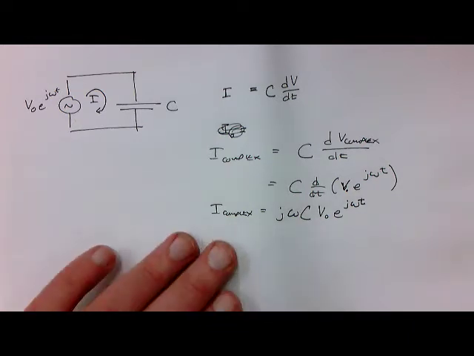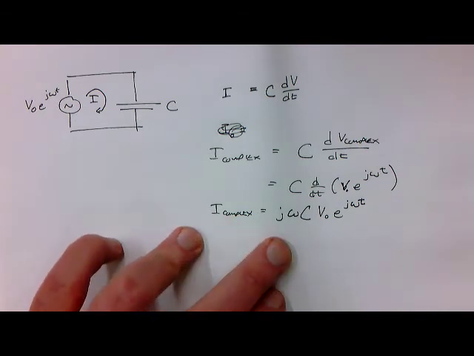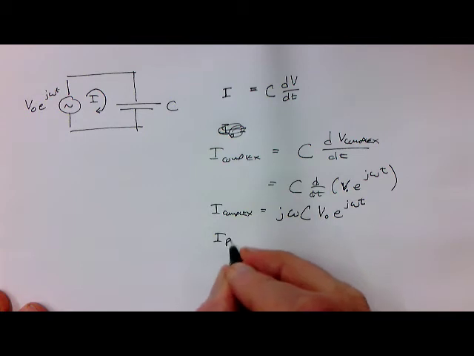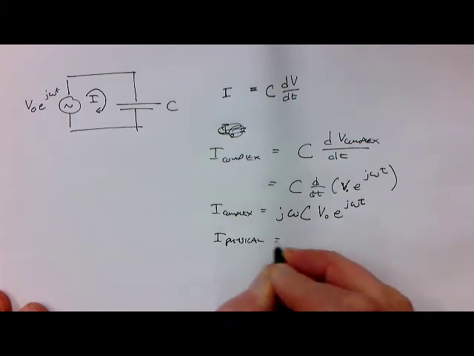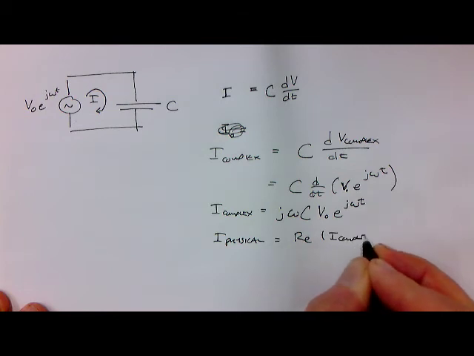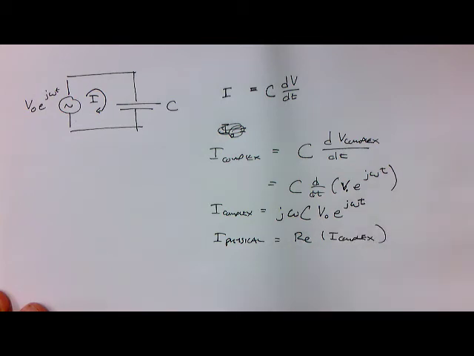Because now we've got this complex current which actually has a j out in front of it, right? So that's a little strange to think about, but we can think about it a couple of ways. One way is to go back to the actual physical current. So what is I physical? Well, I physical is the real part of I complex, in the same way that V physical is the real part of V complex. So what's the real part of this?